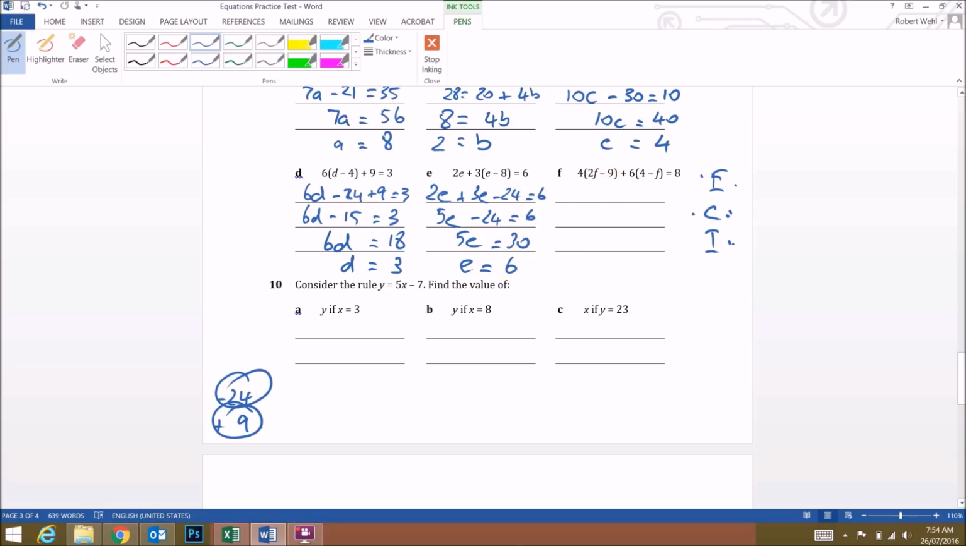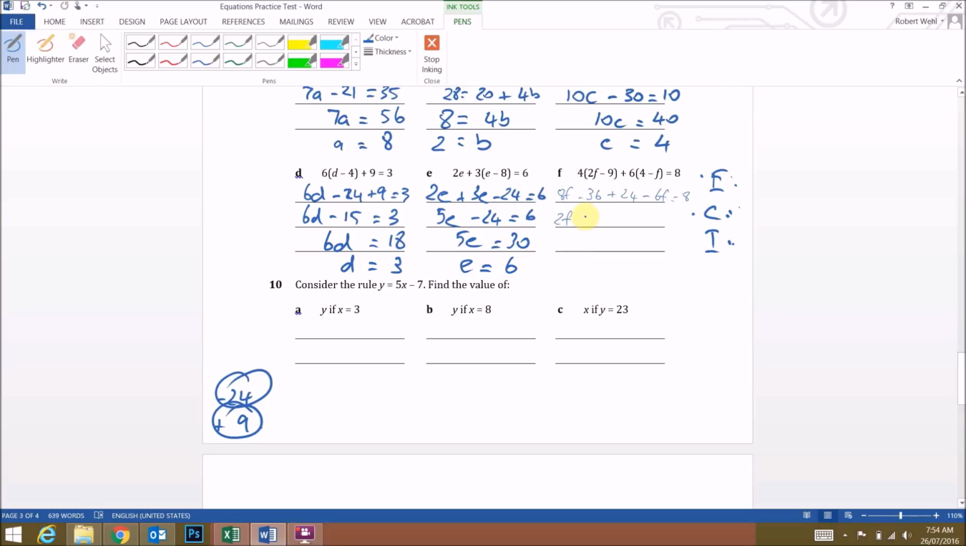Okay. Now once again here, this one's quite a long one. So 8f, take away 4 times 9, which is 36, plus 6 4s are 24, take away 6f equals 8. So I've expanded. Now I need to collect. So I've got one 8f and one minus 6f. Alright, so that means I have 2f.